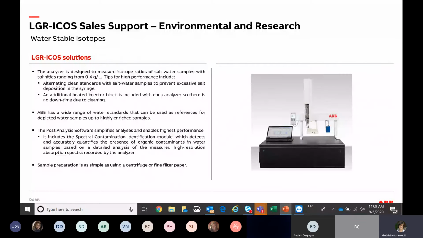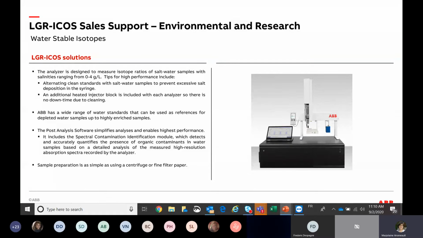If we continue talking about salt water, the analyzer is designed to measure isotope ratios of salt water. It can go up to a salinity of 4 grams per liter of salt. Although there are some tips, we're going to take some time here just to say that it's better to alternate clean standards without salt with salt water samples to prevent excessive salt deposition in the syringes. Of course, the syringe and the heated injector blocks have to be cleaned regularly. An additional heated injector block is included with each analyzer, so it prevents downtime due to cleaning.